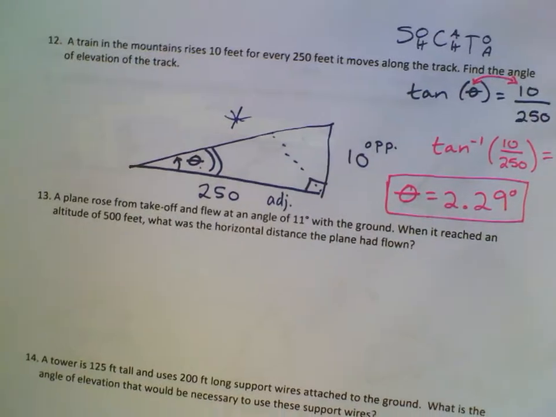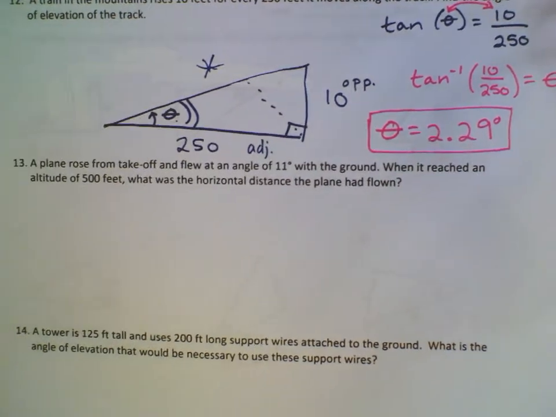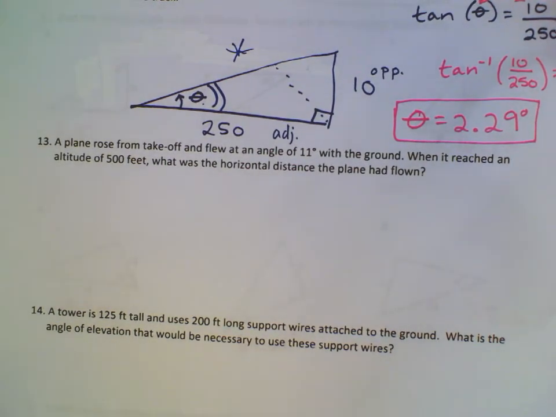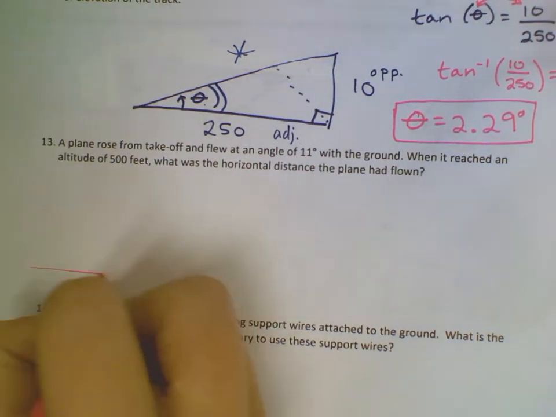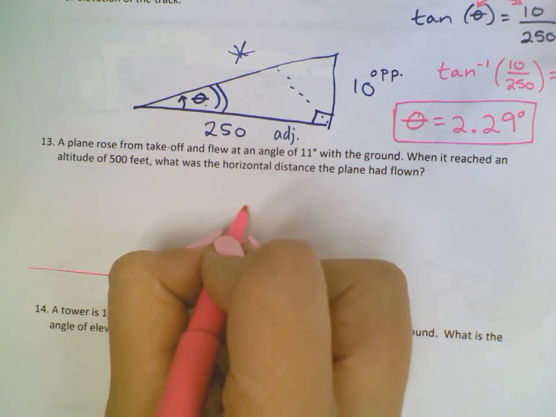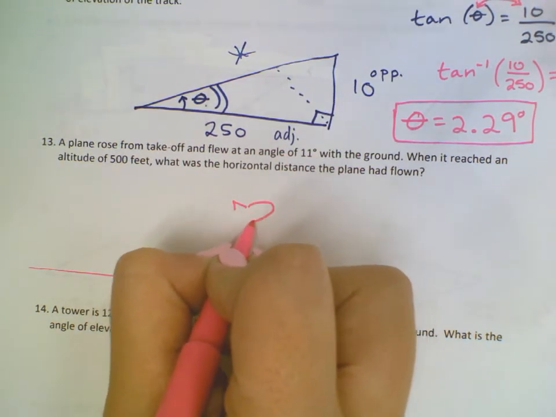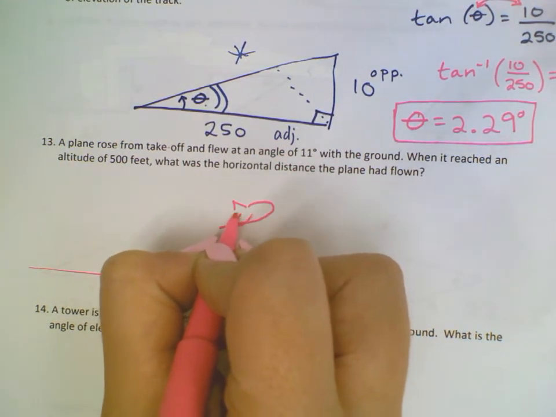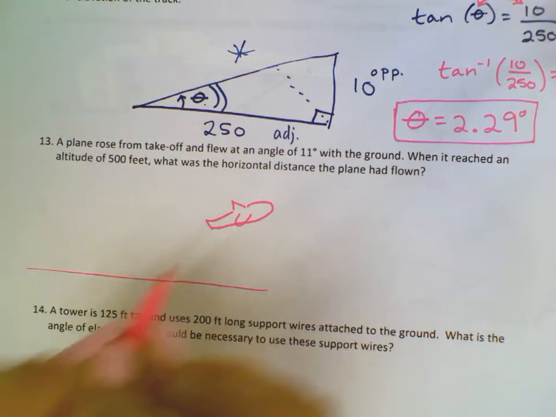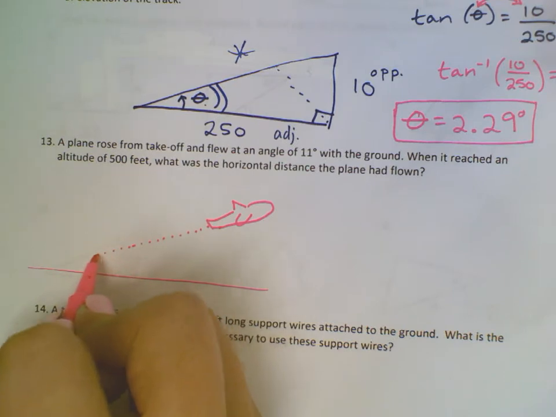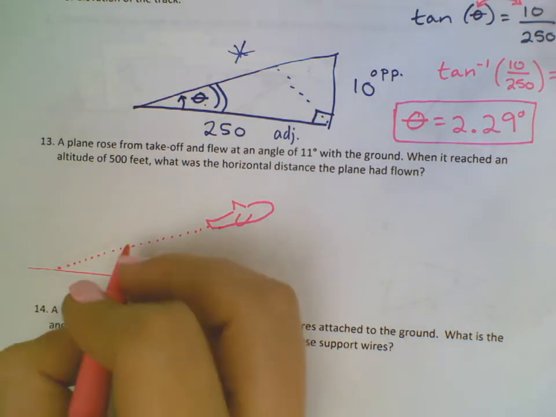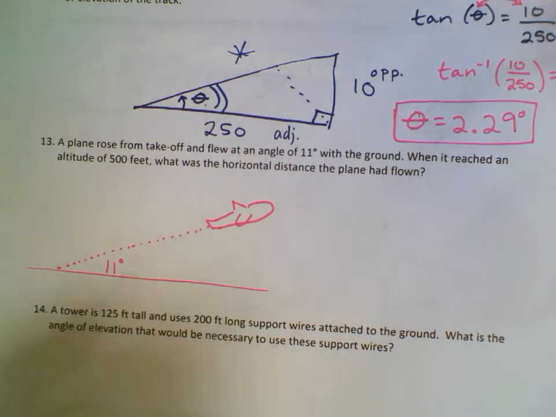Now looking at number 13. A plane rose from takeoff and flew at an angle of 11 degrees with the ground. So here's the ground. This looks more like a shark. Okay, there's my plane. And the angle in which it left was 11 degrees.